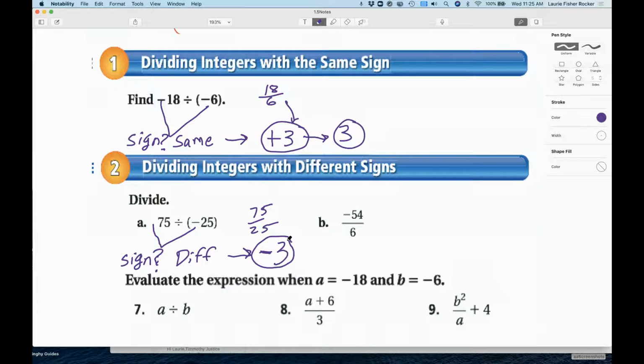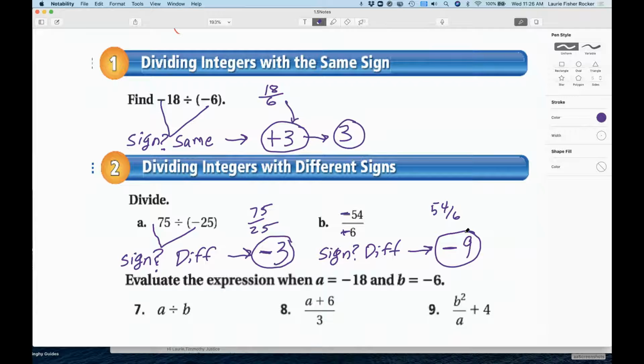So I determined the sign, it's going to be negative. I did the math, it's going to be 3. Same thing here. I look at the sign. What is the sign going to be? Well, I've got a negative and then no sign, so it's a positive, so it's different. So my sign is going to be negative. And then I just do the math. And here's where your math facts come into play. It's pretty quick if you know your math facts. It's going to be negative 9. And so your answer is going to be negative 9. And so you simply determine what the sign is, then do the math.